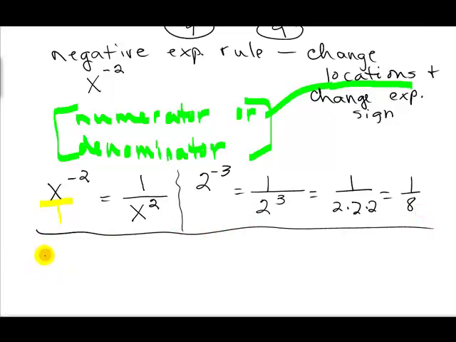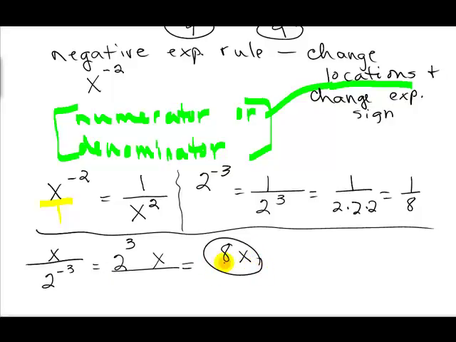If I had, let's say, x over 2 to the -3. Now the x will stay where it is in the numerator, and the 2 will come up, and the 3 will become positive. And we just did this math, so we know this is 8x, and there's nothing in the denominator, so we can drop that fraction line and just go straight to this answer.